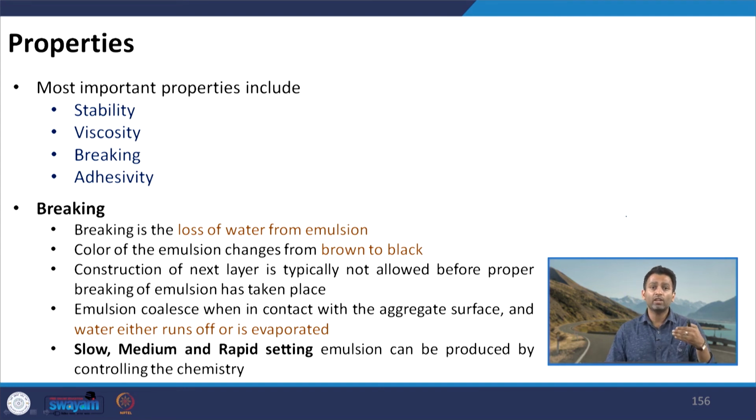Depending on how fast this breaking is taking place, how fast the bitumen particles coalesce and coat the aggregate particles and remove the aqueous medium from the emulsion system, the emulsion can be classified as slow, medium and rapid setting emulsions. As the name suggests, slow setting emulsions are those in which the breaking will take some longer time. Medium setting emulsions have a moderate time period, whereas rapid setting emulsion systems will have a very fast setting rate.